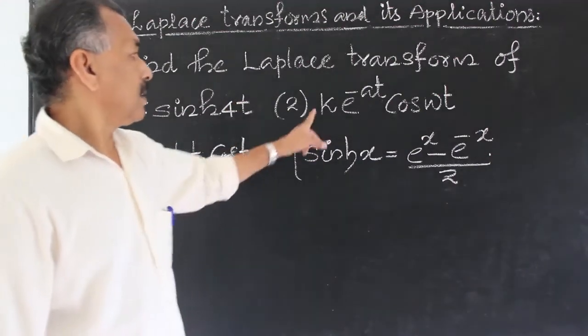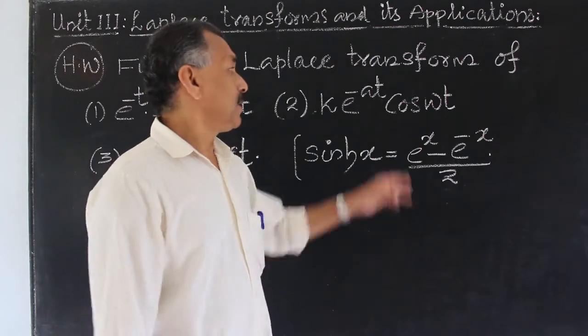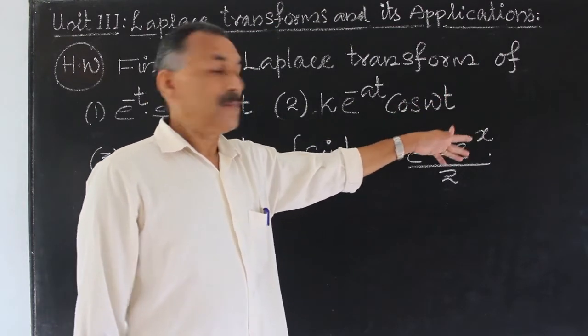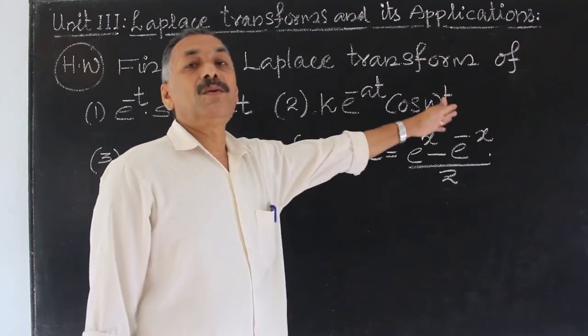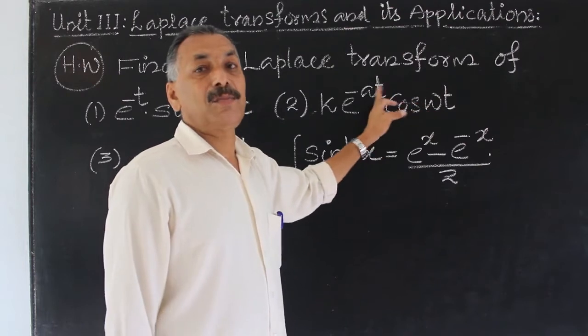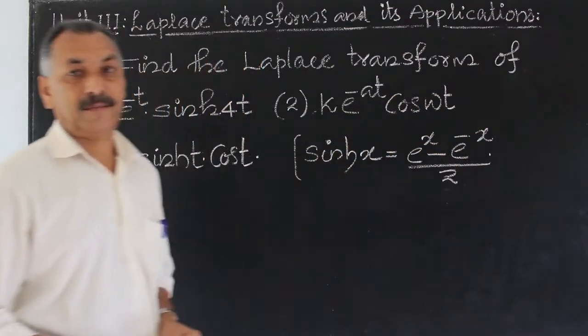Similar property: e raised to minus at into cos omega t. Then cos omega t has f of s, and e raised to minus at into cos omega t is equal to f of s plus a, that is k into f of s plus a.